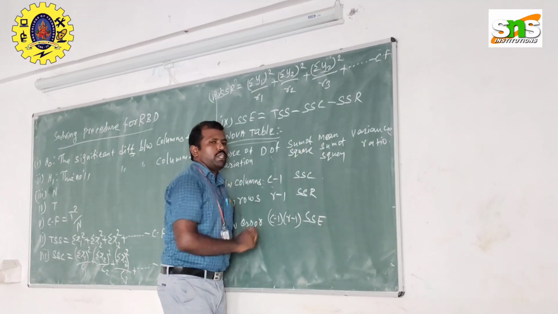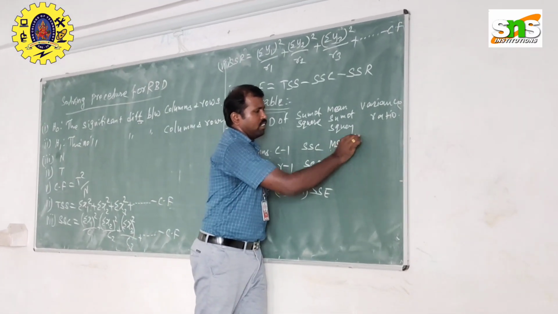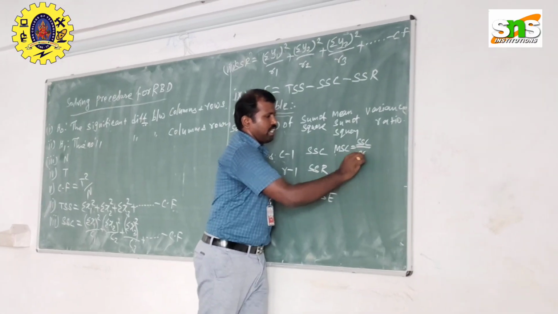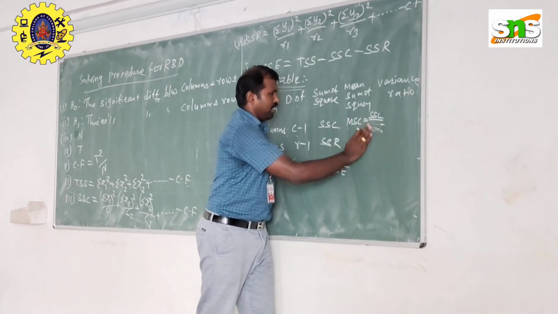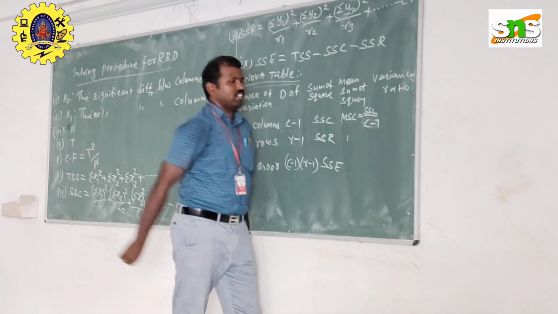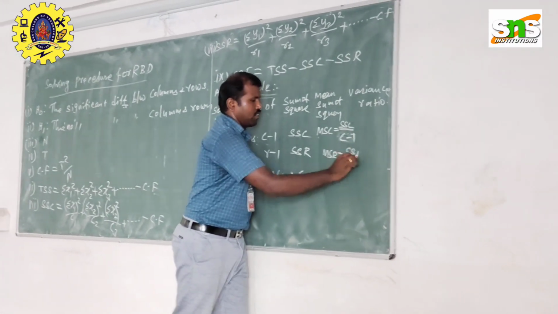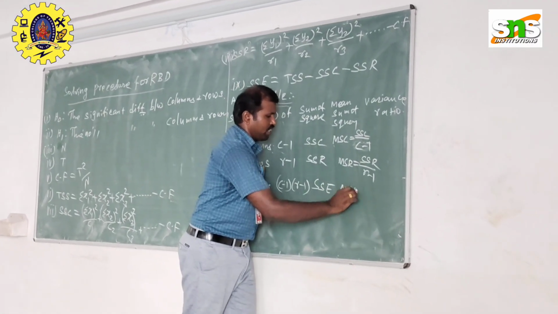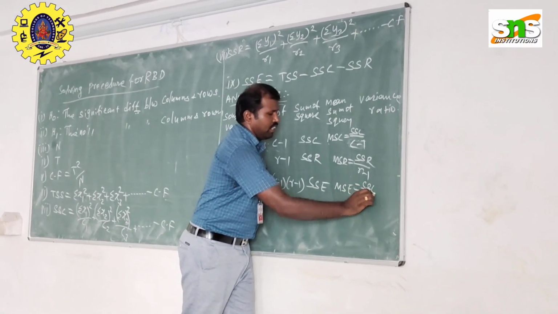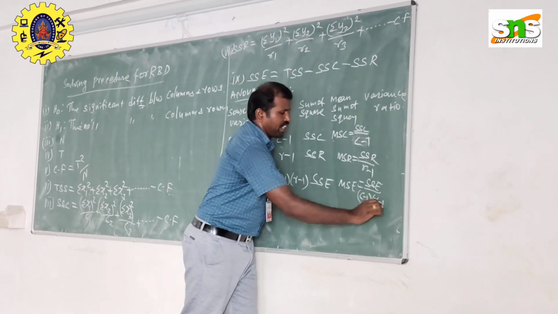Next one is mean sum of square between columns. MSC equal to SSC divided by C minus 1. Next, MSR equal to SSR divided by R minus 1. MSE equal to SSE divided by C minus 1 into R minus 1.